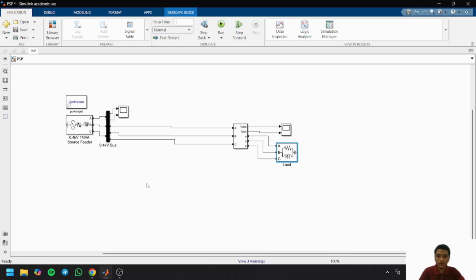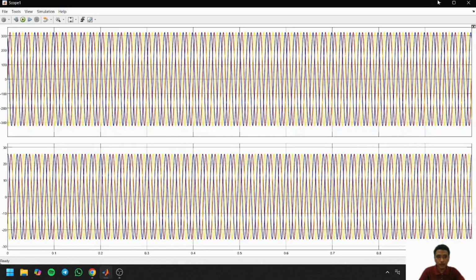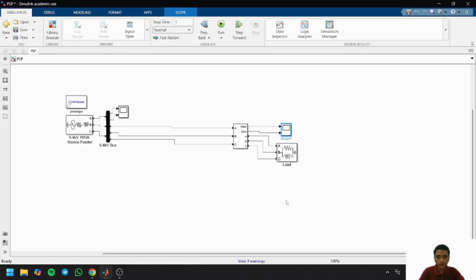So I'm going to present about our simulation. This is the circuit model that we have built, before the overcurrent relay is added to the system. We have a 400 volt source feeder here, and this is the 10 kilowatt load in the system, and this is the scope here to measure the voltage and also the current of the system. So this is before fault.